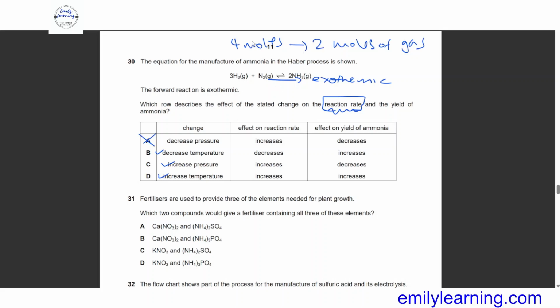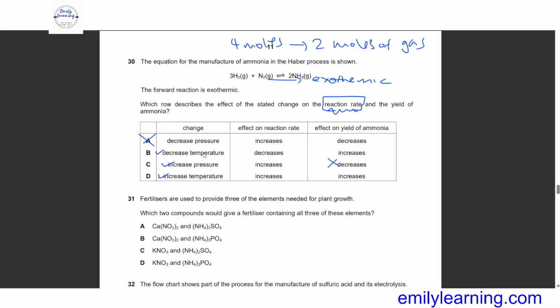Because the number of moles of gases decreases with the reaction, this reaction prefers a high pressure to counteract this decrease in pressure during the reaction. So if you have a high pressure, you will increase the yield. So when pressure increases, it increases the yield. So this is wrong already.